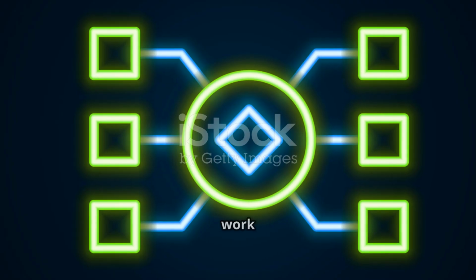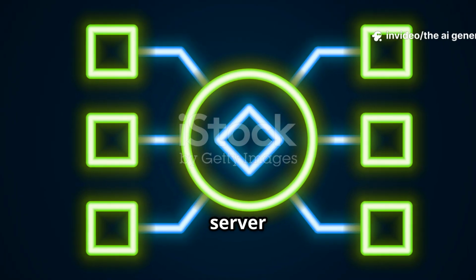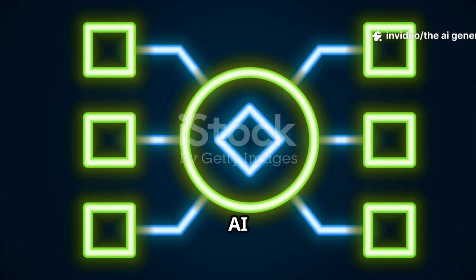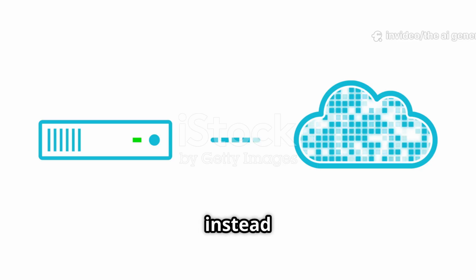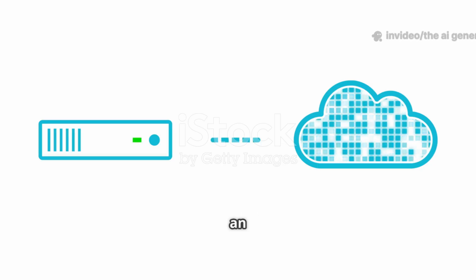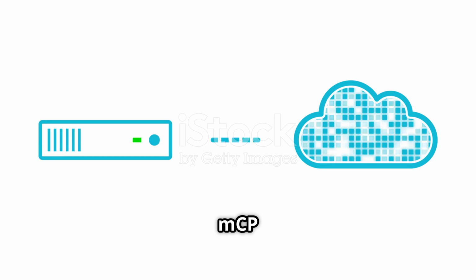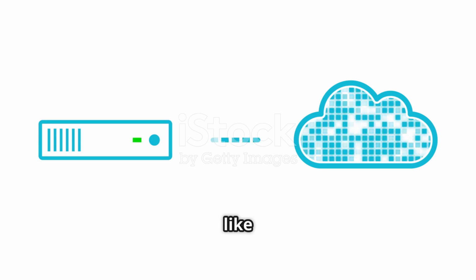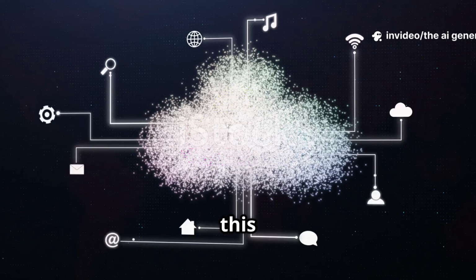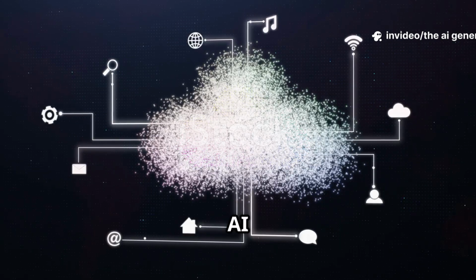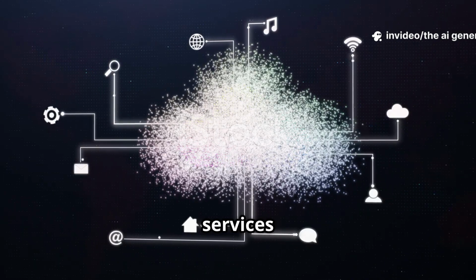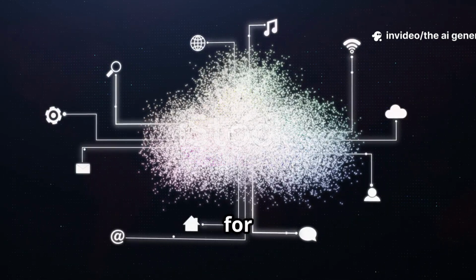How MCP servers work at their core. An MCP server acts as a middle layer between an AI agent and external services. Instead of the AI directly communicating with an API, it interacts with the MCP server, which then connects to APIs like Slack, Gmail, or a custom tool. This simplifies integration, allowing AI agents to interact with multiple services without requiring custom-built connectors for each one.